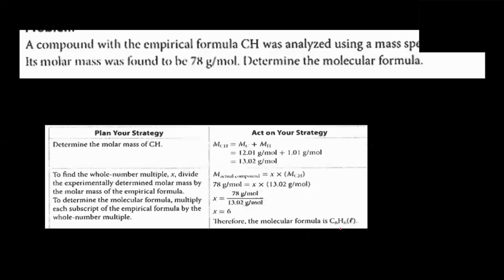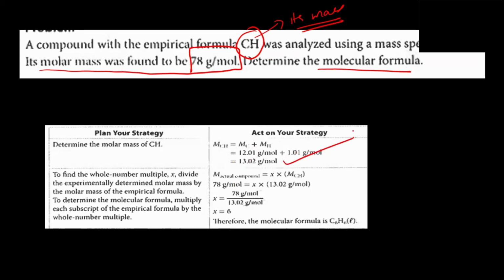You will understand. See here, the empirical formula is given as CH. You are asked to find the molecular formula here, and the molar mass of the compound is found to be 78. First of all, this is the empirical formula, right? Find its mass, the empirical formula mass. Carbon is 12 and hydrogen is 1. You will get the empirical formula mass.